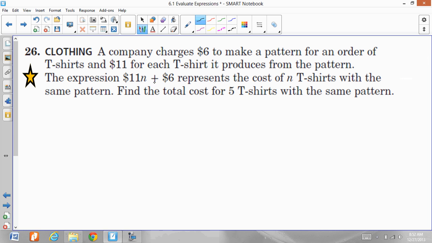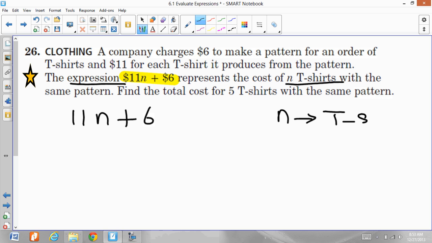Now the same question, pause the video, understand the question, let's begin together. In this case the expression is given to you. It is a continuation from the previous one. Whenever the expression or an equation is given to you, that will always be your starting point. So now once you figure out the expression, your second step is to find out what the n stands for. Always make sure that you write what the variable represents. So now let's go back to the question and see: n represents the cost of n t-shirts. So n stands for the number of t-shirts.